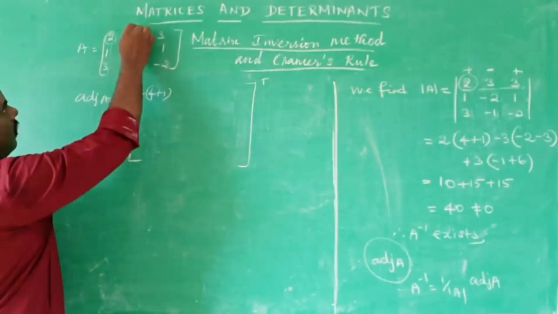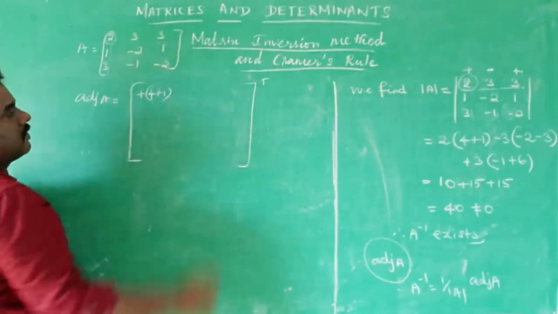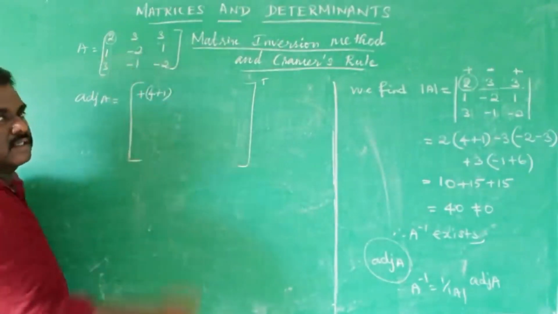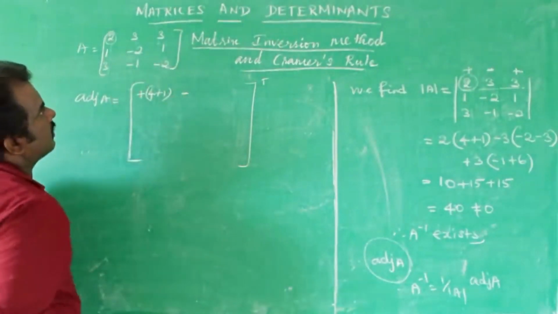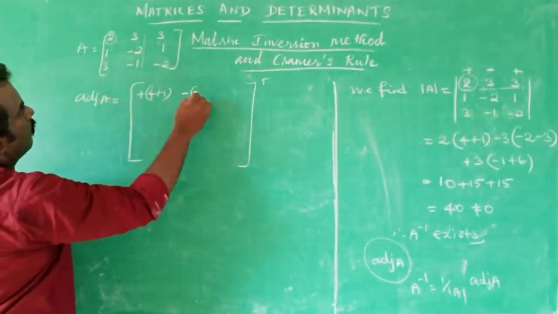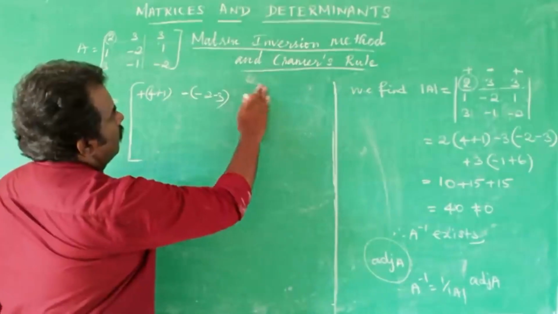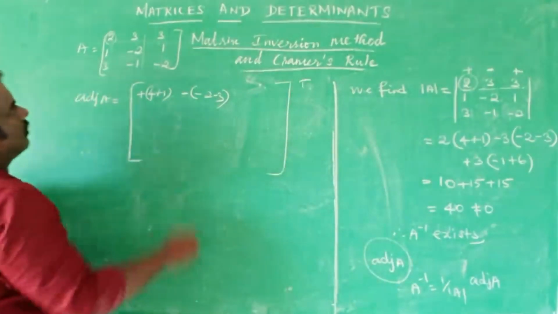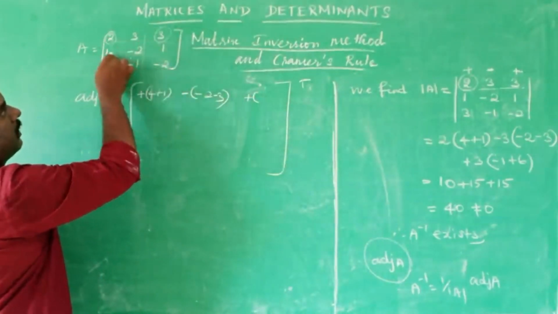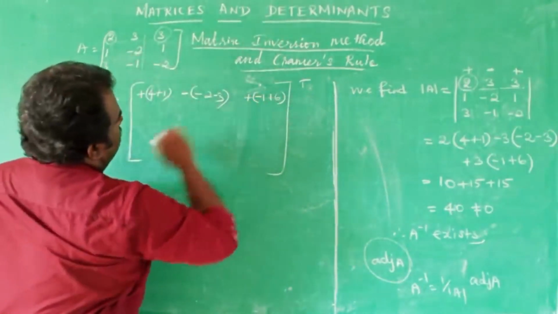Next we have to take the minus symbol for A12, because that is an odd place. The reason is that even places can be taken as positive and odd places as negative. Fix this element, ignore this row and ignore this column. Take the remaining 2 by 2 matrix, that is minus 2, minus 3. And next, fix this element with the positive symbol, ignore this row and this column, and take the determinant of the remaining, that is minus 1, then minus of minus 6, plus 6.